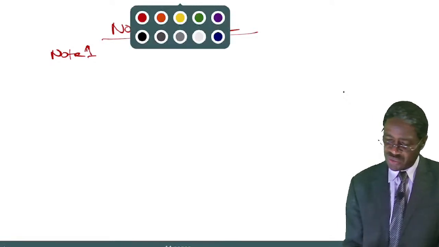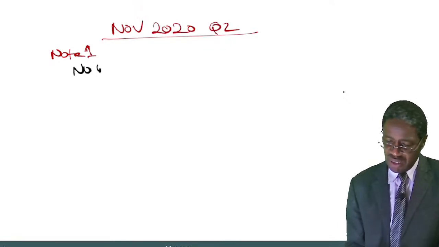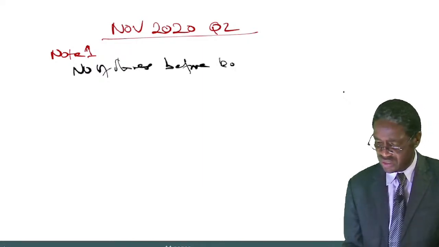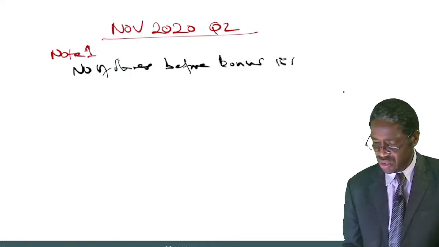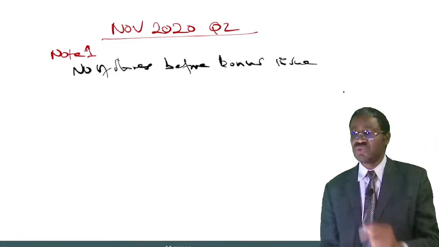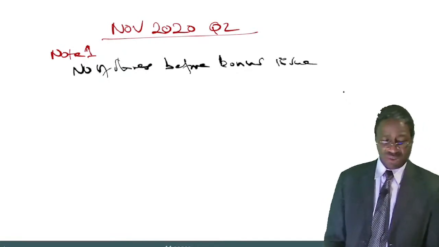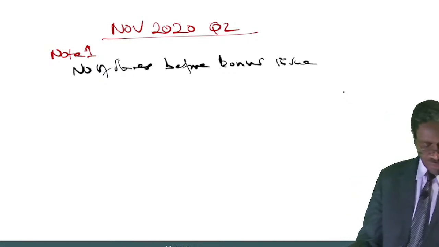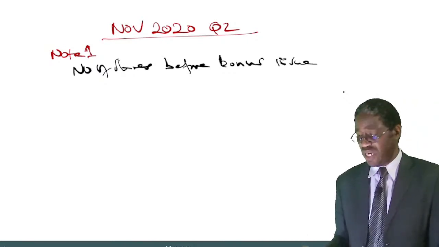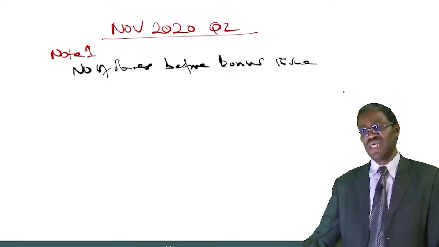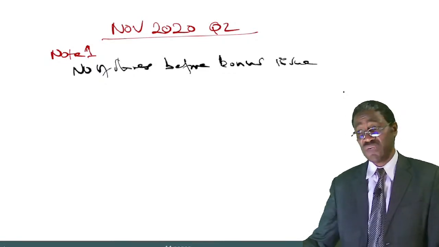So let's put it this way now. Number of shares before bonus issue. How do we know the number of shares before the bonus? We go back to the balance sheet or to the trial balance of the company, and we find out what is the total share capital and what is the par value per share.